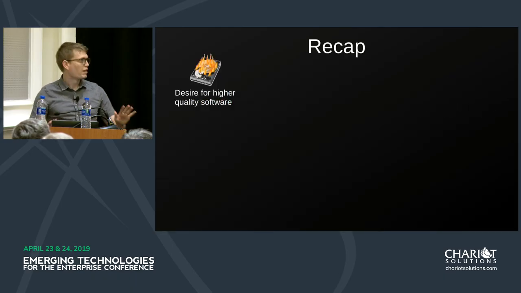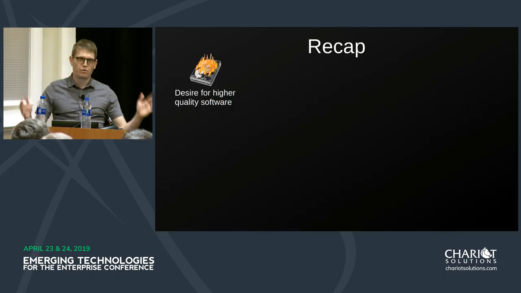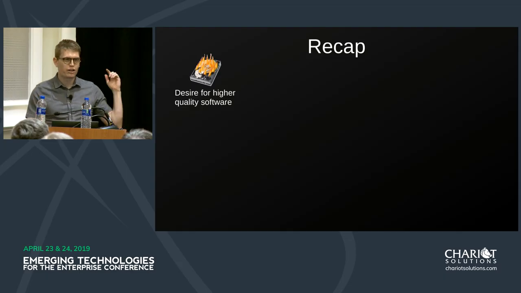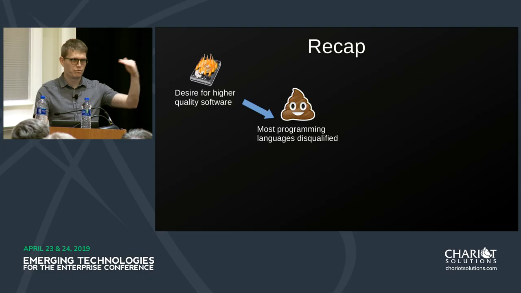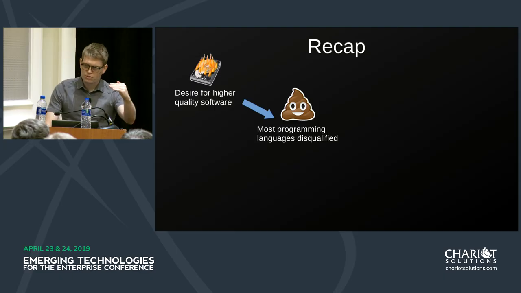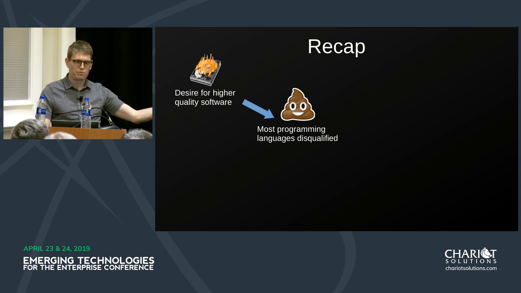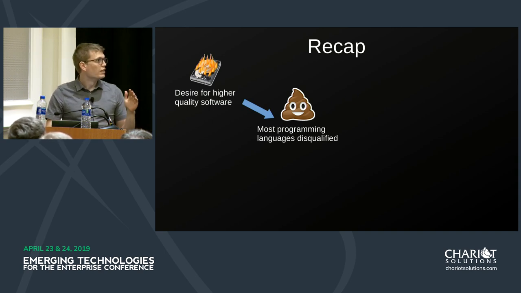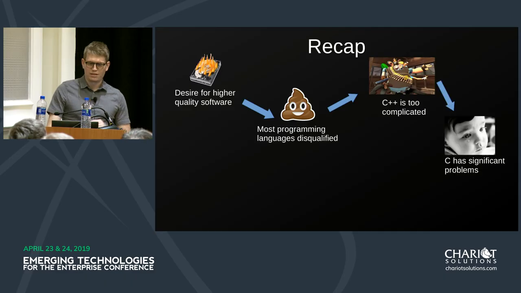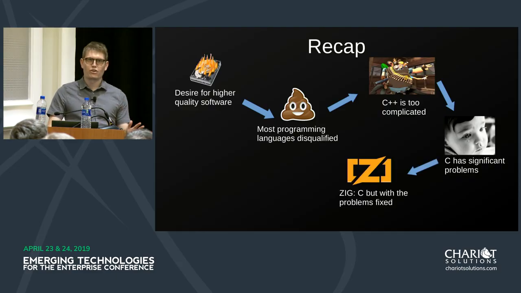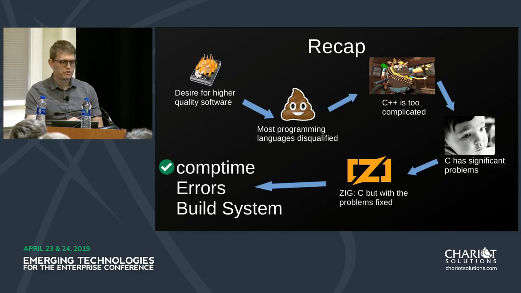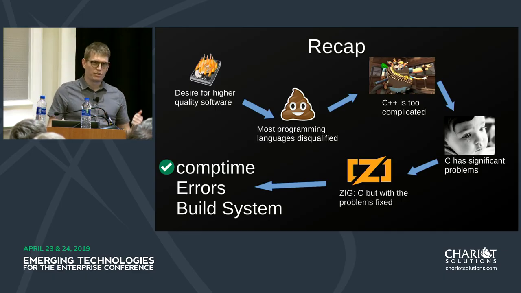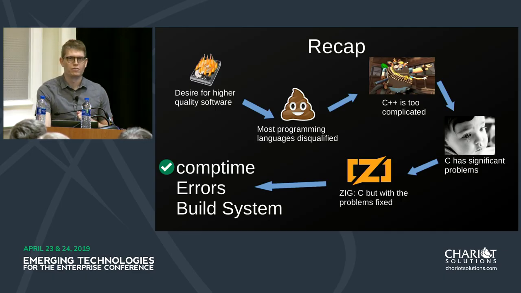Okay, so let's back up for a second and recap here. I want software to be really high quality. Your hard drive better be literally on fire for there to be a bug. Most programming languages are disqualified because they have some flaw where they can't handle a certain situation or an edge case, or their code can't be reused, so no one's going to use it. C++ is too complicated. C is too problematic. Got to make a new language. And I just showed you the comptime features of Zig. I have time to show you errors in the build system. And then we'll do Q&A.